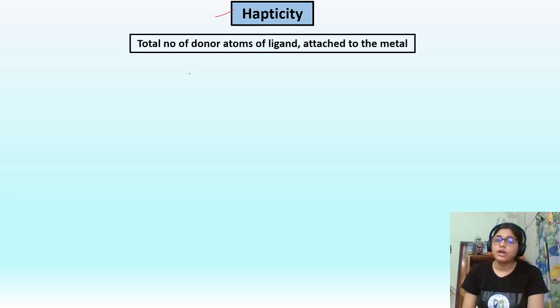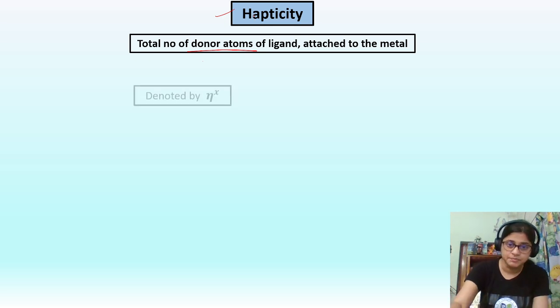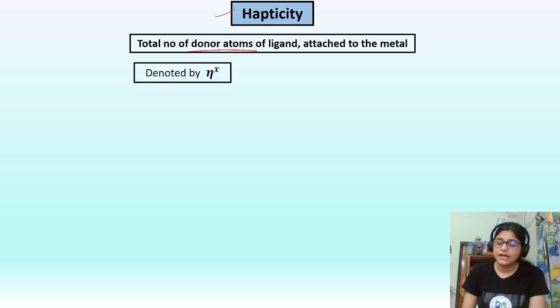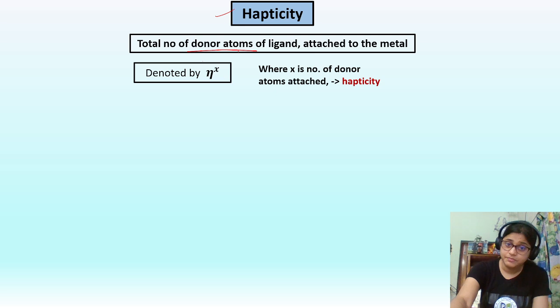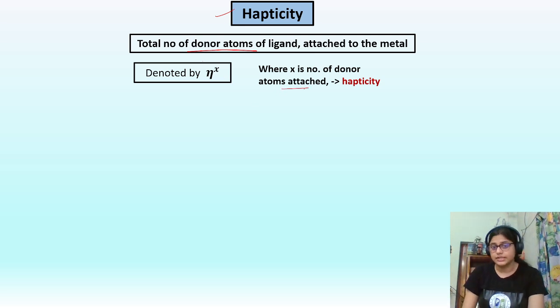Fine. Now we have to know about hapticity. What is it? Okay. The total number of donor atoms of a ligand attached to a metal. Not electrons, nothing else. The total number of donor atoms of a ligand attached to the metal, that will be the hapticity. It is denoted by eta to the power x, where x is the hapticity. Okay, the number of donor atoms attached.